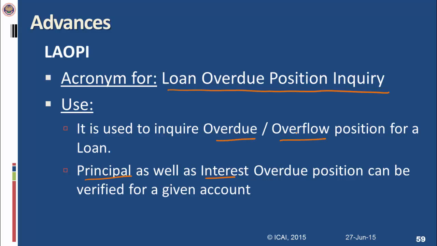Now, what is overflow position? Where the system has demanded 100 rupees, the borrower has paid, let's say, 150 rupees, in excess of what the system demanded. In that scenario, it will be shown as 50 rupees overflow position. This is a very important command, because based on this, we can verify whether the system is perfectly working with respect to the auto marking of non-performing assets. We should make use of this.